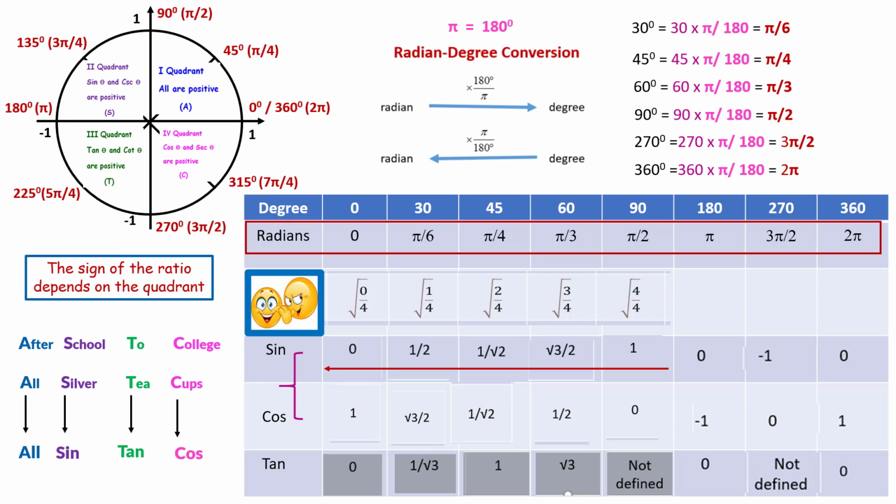You can now easily find the values of cosecant, secant and cot theta for the value of theta ranging from 0 to 360 degrees. I leave this work up to you. What you have to do is just find the reciprocal of sine, cos and tan for cosecant, secant and cot respectively.